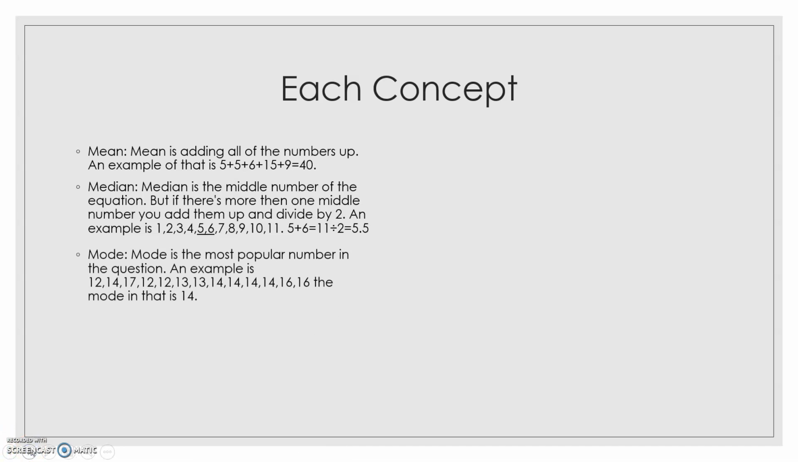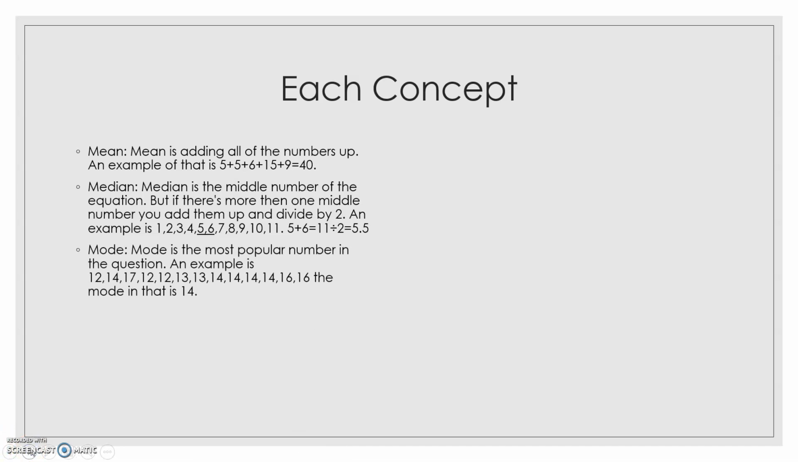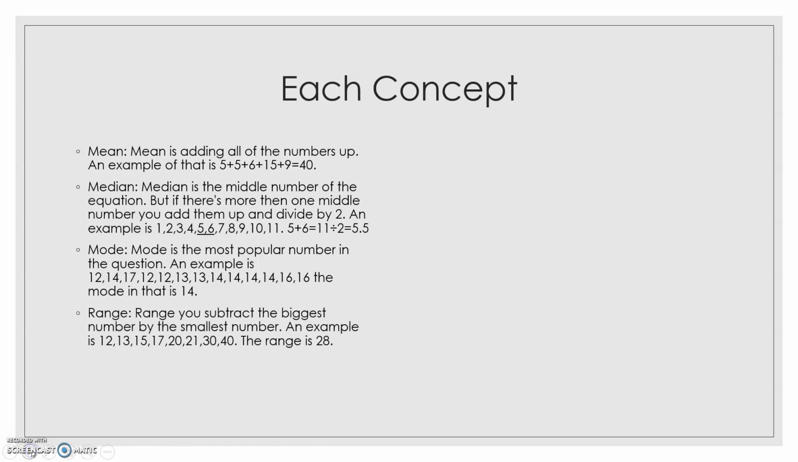Mode. Mode is the most popular number in the question. An example is 12, 14, 17, 12, 12, 13, 13, 14, 14, 14, 14, 16, 16. The mode in that is 14.